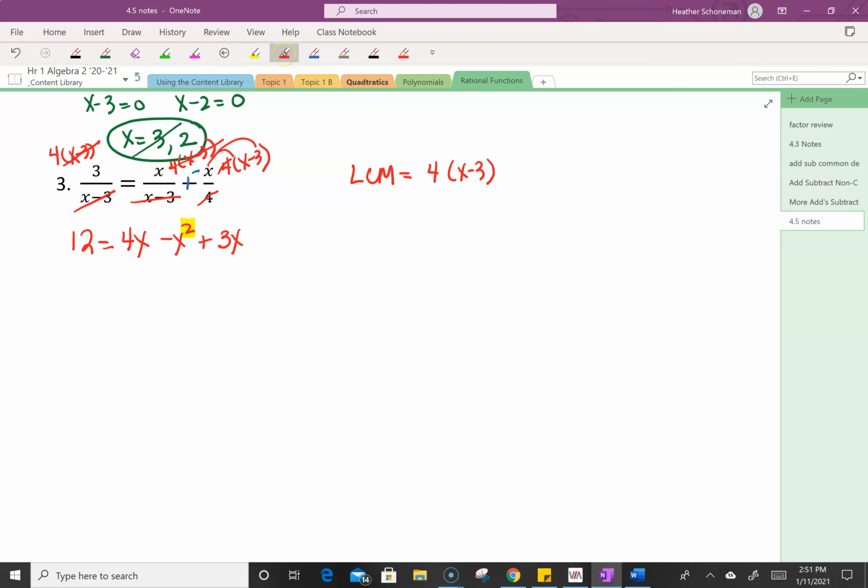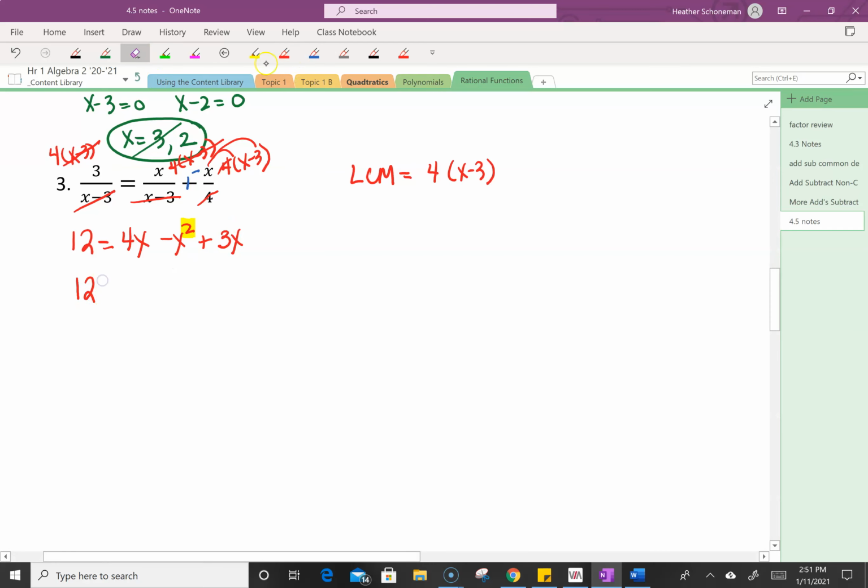But this is quadratic, so I have to set it equal to 0. Remember, when you set it equal to 0, x squared has to be positive. That means I'm going to have to add x squared to both sides. Oh, you know what we should have done first? Always combine like terms first.